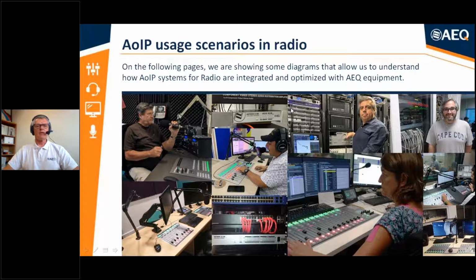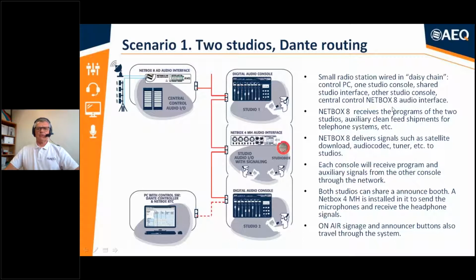where we use either pure Dante routing, or we use a combination of Dante and TDM routing. So on the following pages, what we'll do is show you 4 or 5 different use cases or scenarios, and we will show you a short video that basically represents any of these use case scenarios. So without further delay, what I will do is show you briefly what we will be showing.